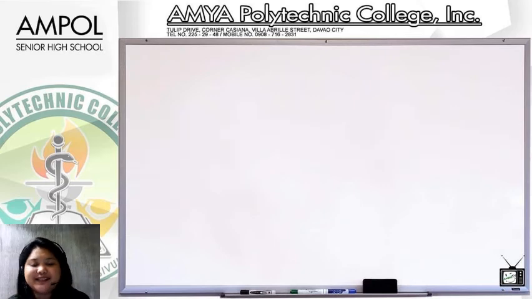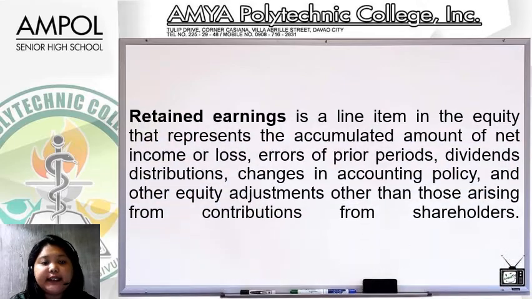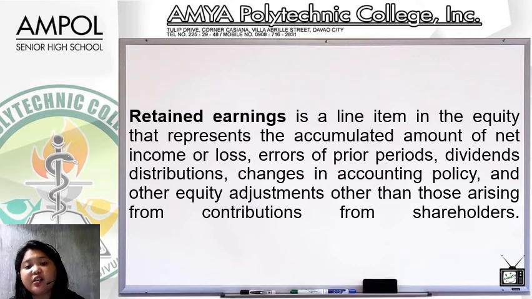All right, next and last, we have the retained earnings. What is retained earnings? It is a line item in equity that represents the accumulated amount of net income or loss, errors of prior periods, dividend distributions, changes in accounting policy, and other equity adjustments other than those arising from contributions from shareholders. That is what we call the retained earnings.